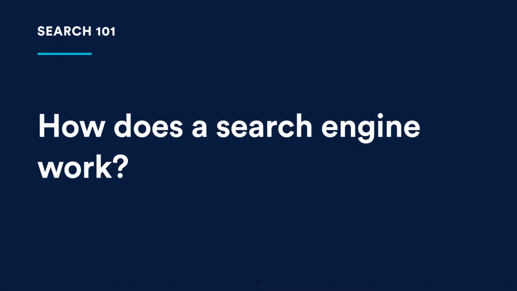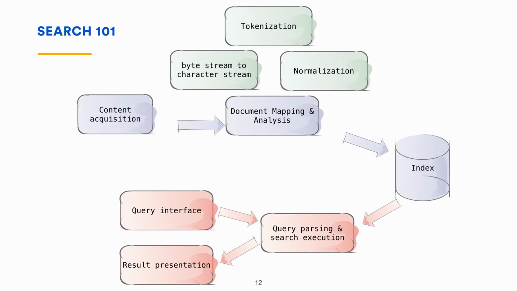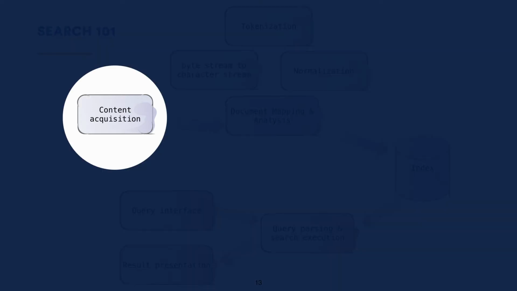So search engines tend to have a two-step approach where you do some pre-processing called indexing. You insert data into a specialized data store, and you use that data store to service search requests. And this is a very high-level view of how a search engine works. And I'll briefly step through some of the components. It all starts with you having to acquire some content that you can index.